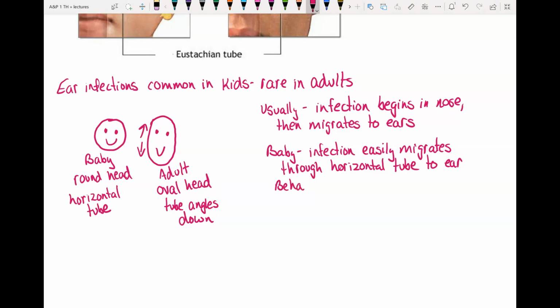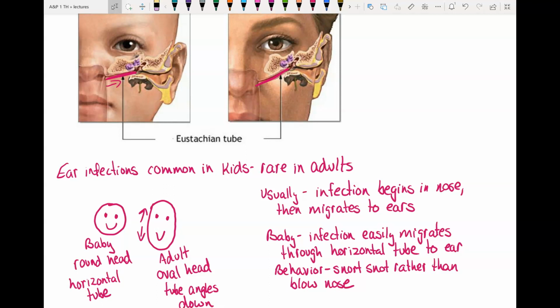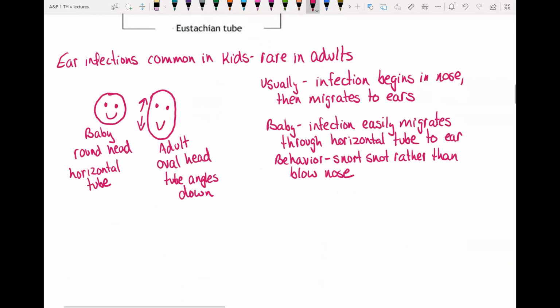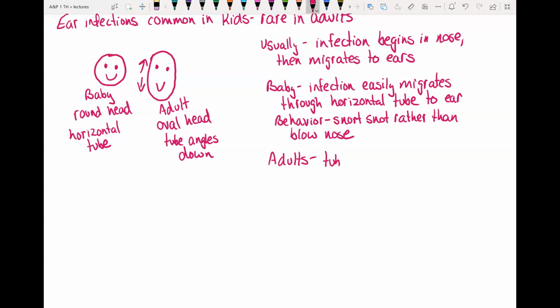So they also have this behavior in which they snort that snot up. And so every time they do that snorting thing, they send that snot right into their ear. They're giving the infection a free ride to their ear. Adults rarely get ear infections. One reason is that tube is angled down, so it's hard for the infection to migrate up into the ear. So it drains because it's angled down. And also, adults will use a Kleenex and blow their nose. They don't tend to snort. So they're getting that infection out rather than snorting it straight into their ears.